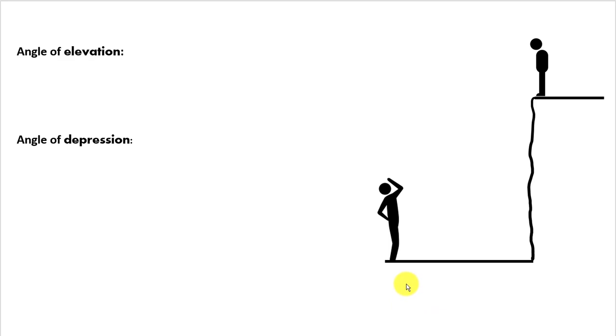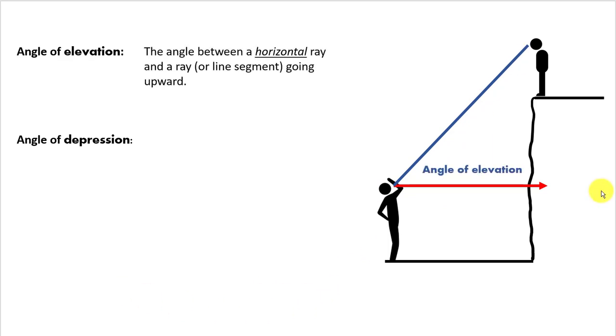They're best illustrated if we consider an example with two people where one of them is standing at the bottom of the cliff and one is standing at the top of the cliff. And let's say that these two people are looking at each other. Then the angle of elevation is the angle between the horizontal ray and the line of sight that's going upwards. Angle of depression is defined in a similar way. It's the angle between the horizontal line and the line of sight going downward.